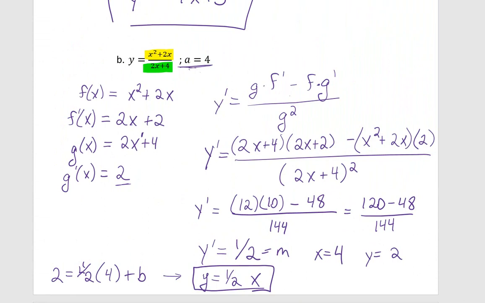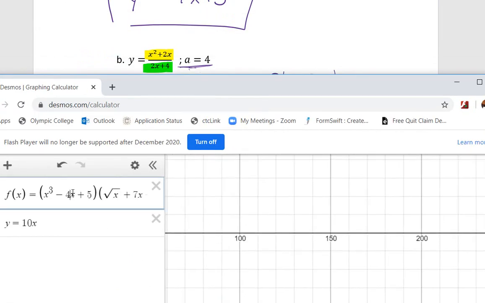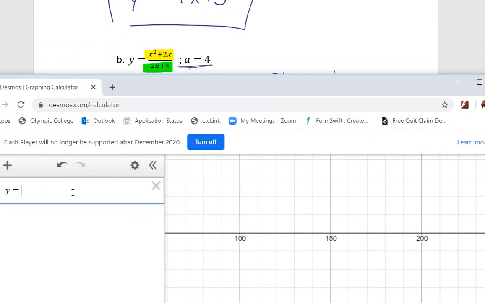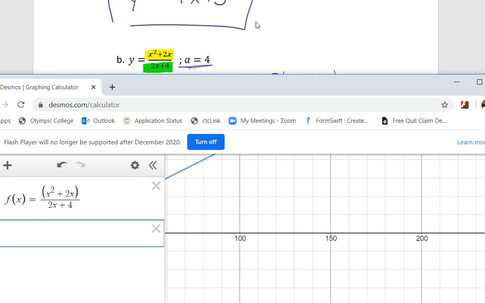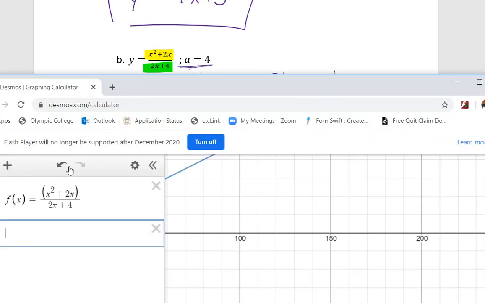So let's go ahead and type this one in and see how we did. So that original function, which again, I always like to call f of x, but you can do whatever. f of x equals, remember we have to put both the top and the bottom in parentheses, so x squared plus 2x, divided by 2x plus 4. And the equation of our tangent line was y equals 1/2 x.